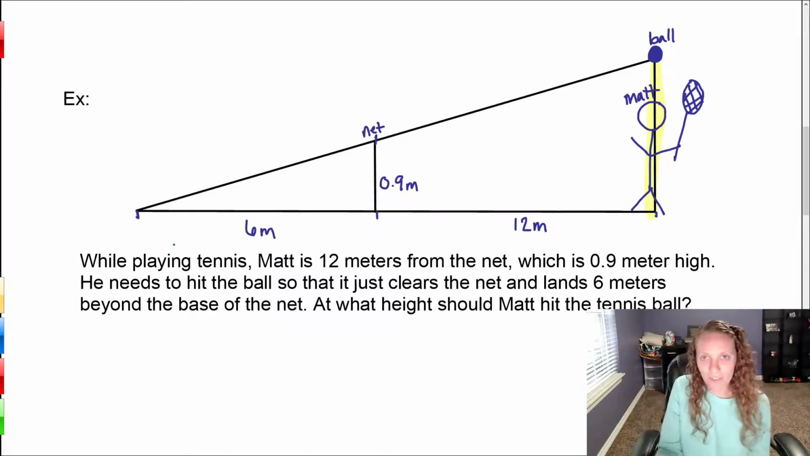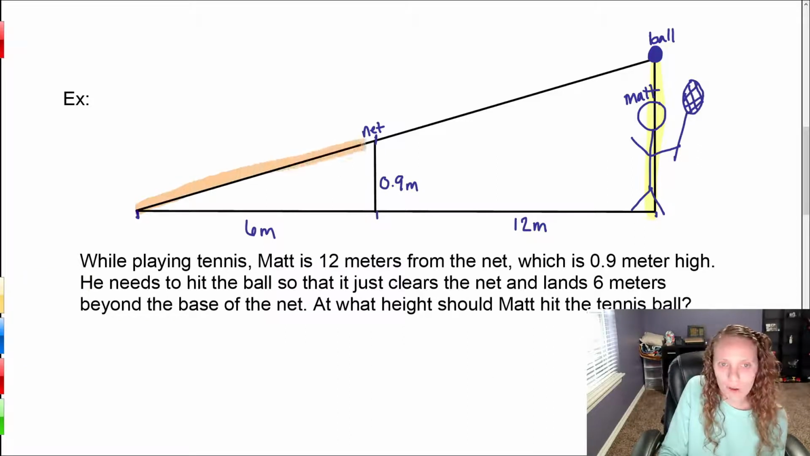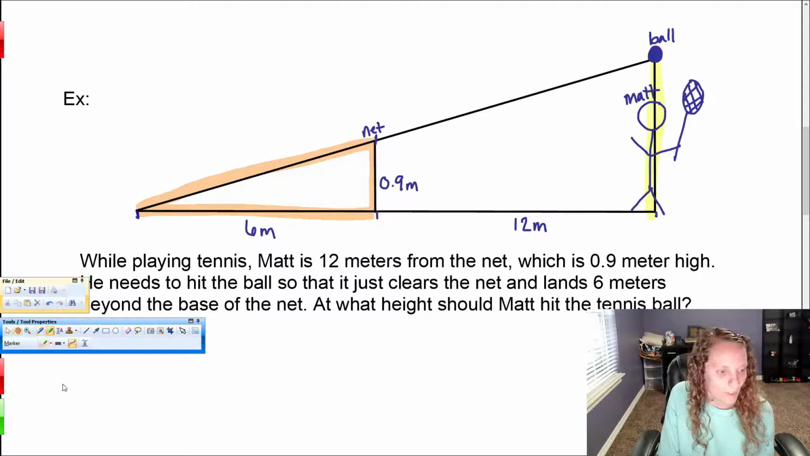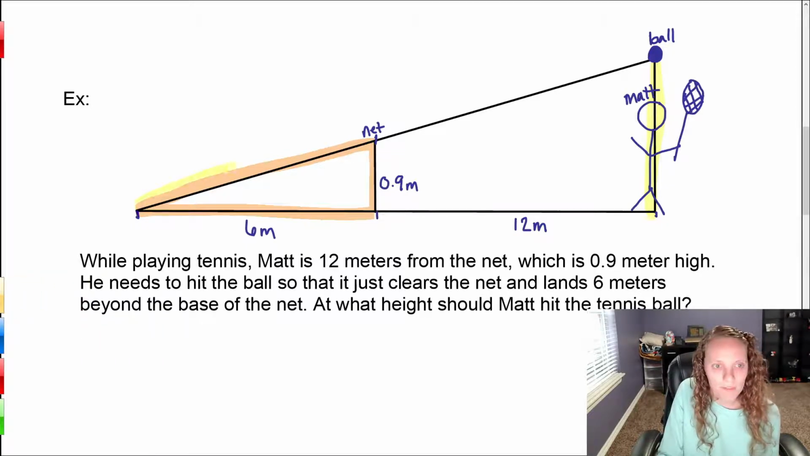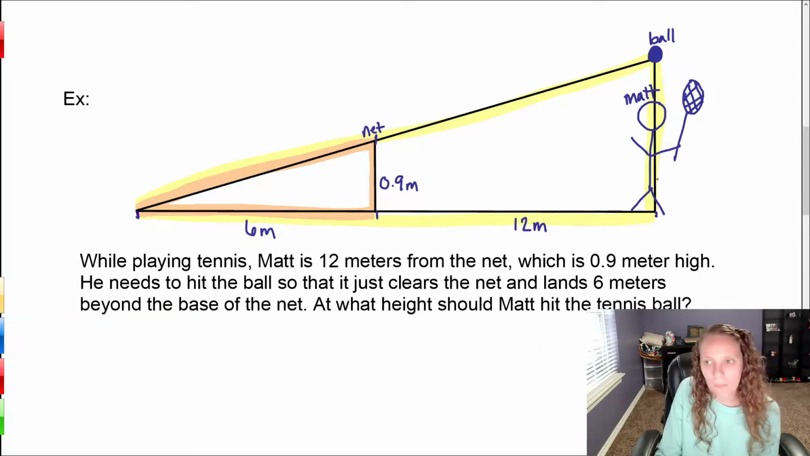Now, like I said, we do have two similar triangles. I'm going to highlight them to point them out to you guys. One of the triangles is the smaller triangle here. The other triangle is the larger triangle that you see. They're just combined into one picture. And remember that we are trying to solve for the height of the ball.